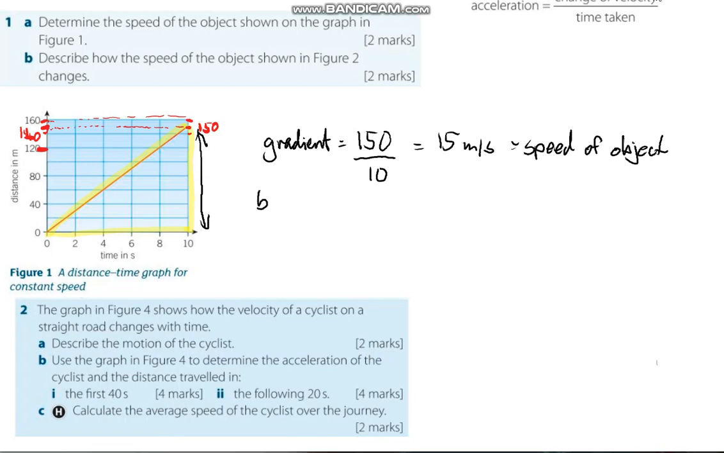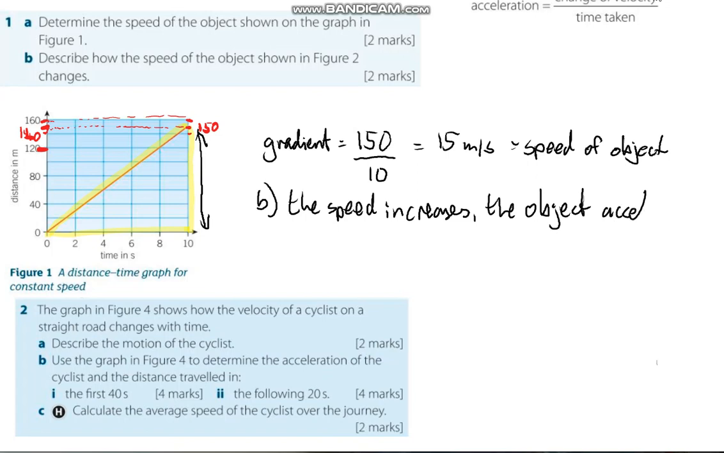So for B, all we need to say is that the speed increases, the object accelerates. And we could say it accelerates from rest, because at the beginning the object was not moving.